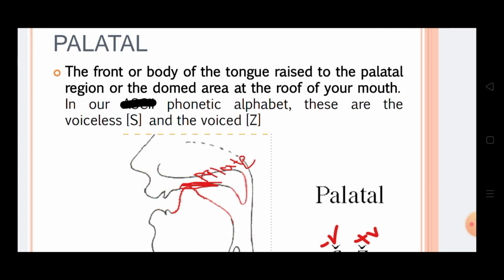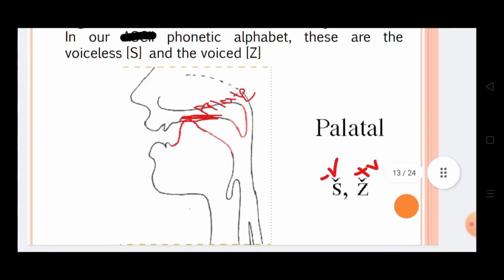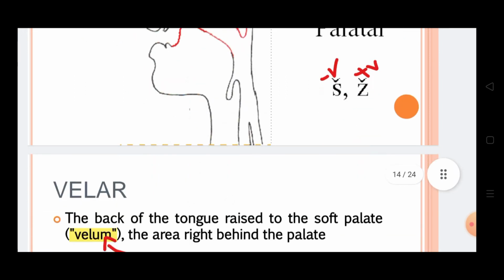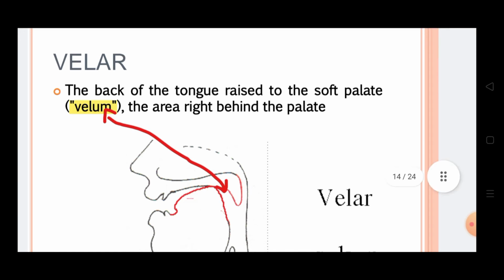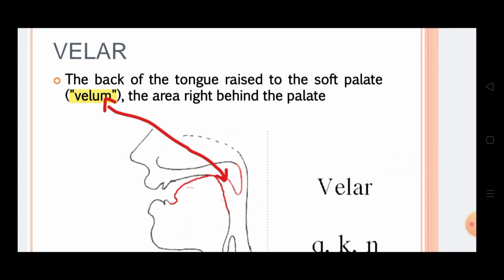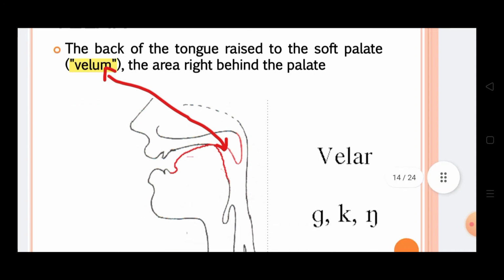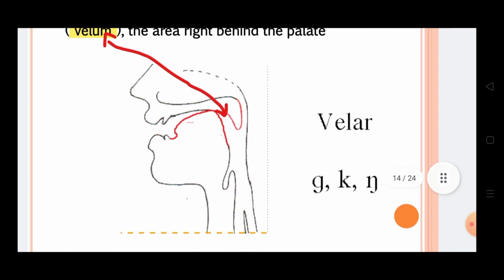And the palatal sounds are s, which is voiceless, and z, which is voiced. And velar sounds. In the production of velar sounds, the back of the tongue is raised to the soft palate. Okay, and this back of the tongue, this region is the velum. We can also call it the soft palate, the area right behind the palate. And velars are k, g, and ing.